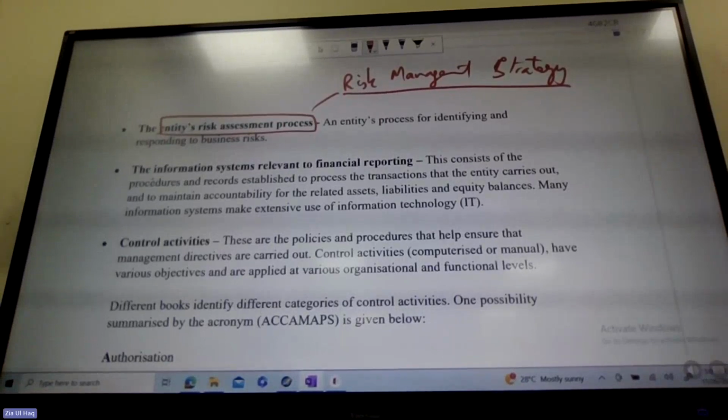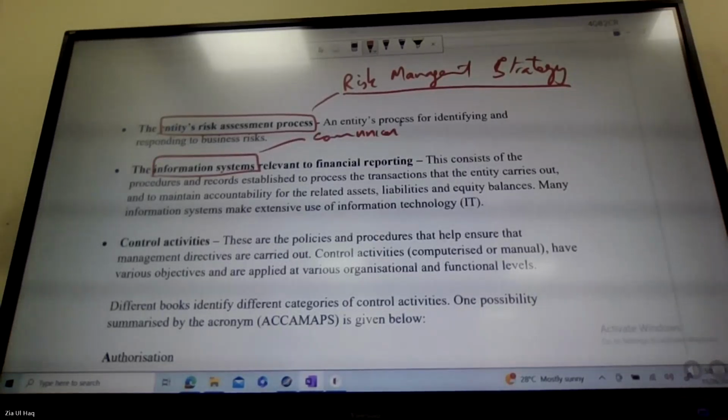The third component is information system. Information system means a communication system, a decision making system.